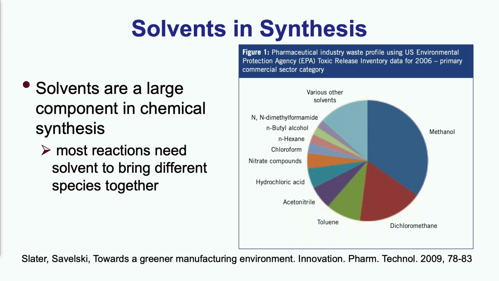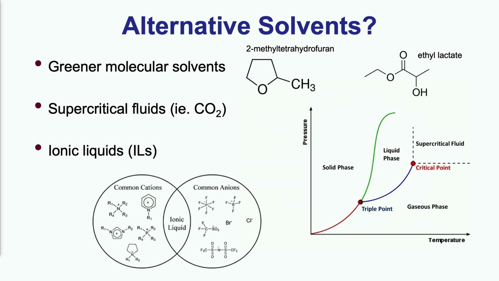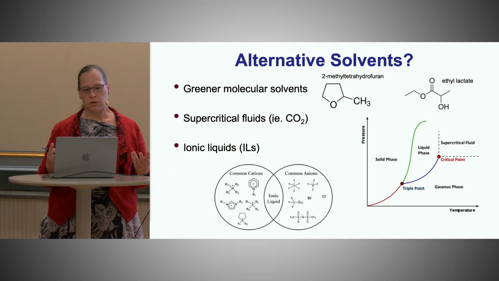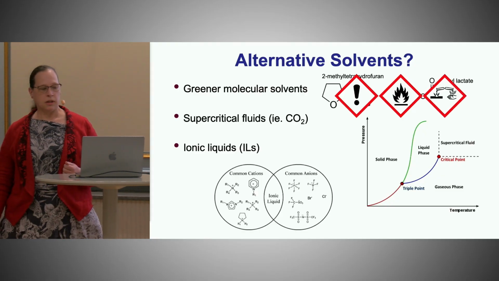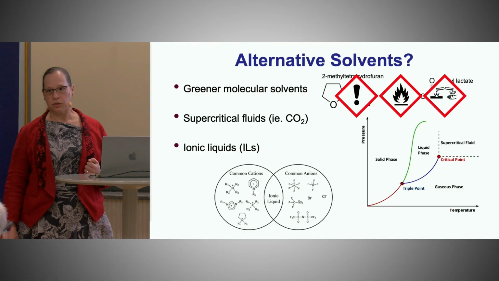So what can we do instead of using these toxic chemicals in synthesis? Well, there are, of course, a range of alternative solvents. Ethyl lactate from lactic acid, 2-methyltetrahydrofuran. Both of these can be sourced from biomass, and so they can replace some of these petrochemically derived solvents. But if you look at their safety profile, they're still rather harmful, flammable, and corrosive.